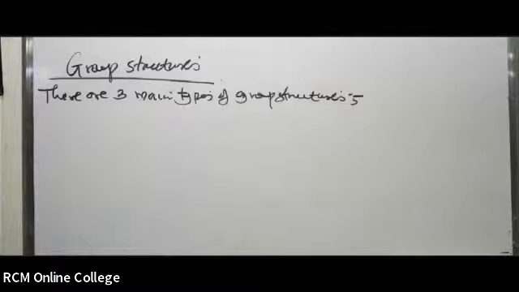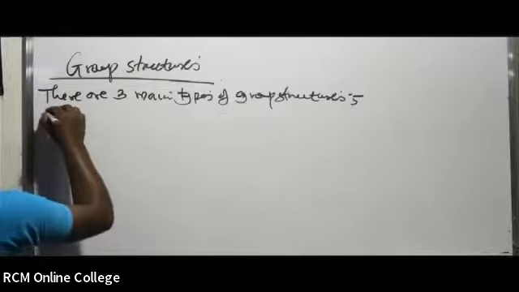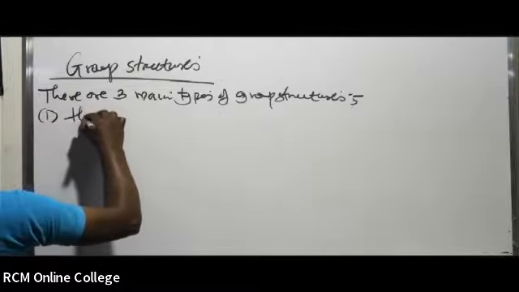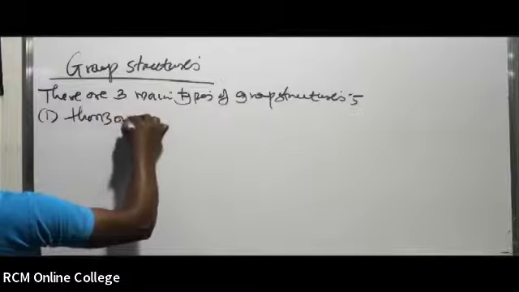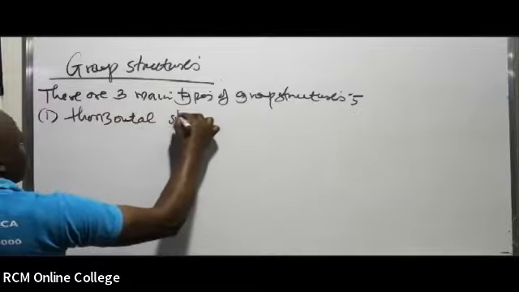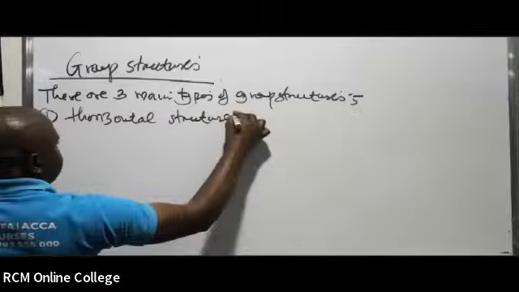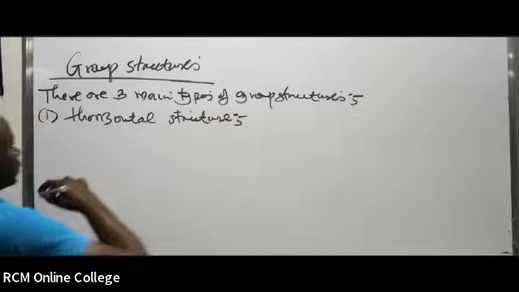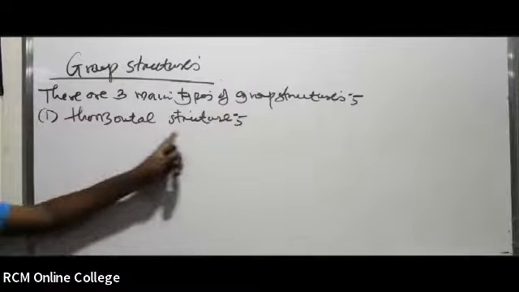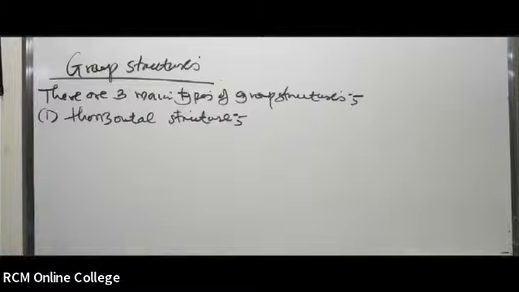Number one, you write horizontal structure. And you will write something about horizontal structure. Then you'll be able to draw it to show how it looks like.